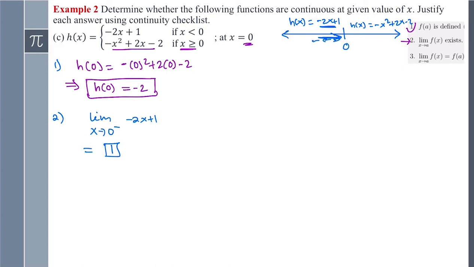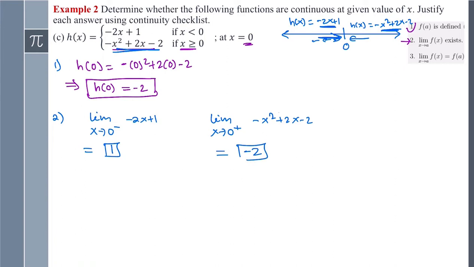Now let's go ahead and find the right side limit. The limit as x approaches 0 from the right of h of x. When x approaches 0 from the right, we have to use this definition of the function. So it is negative 0 squared plus 2 times 0 minus 2. Sorry, let me write this again. We are going to use this definition, negative x squared plus 2x minus 2. When I plug in 0, I get negative 2.